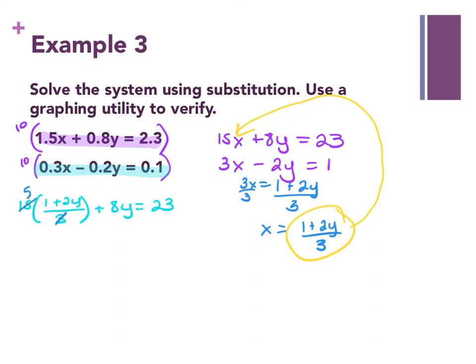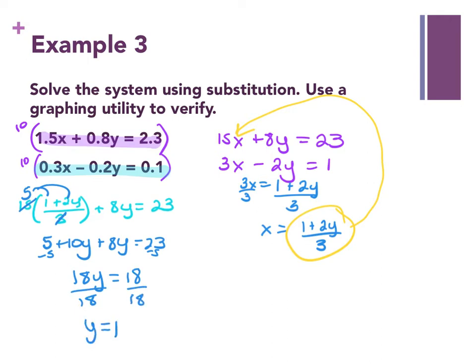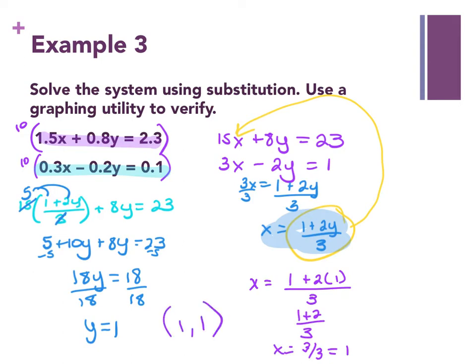3 goes into 15 5 times, and then I distribute that in. 5 plus 10y plus 8y equals 23. 18y equals, subtract the 5, 18. And y equals 1. Now again, I can plug that back into either of the original equations or the one we solved for x, which is probably the easiest. I get x equals 1 plus 2 times 1 over 3. 1 plus 2 over 3, 3 over 3, which is 1. And my answer is 1, 1.